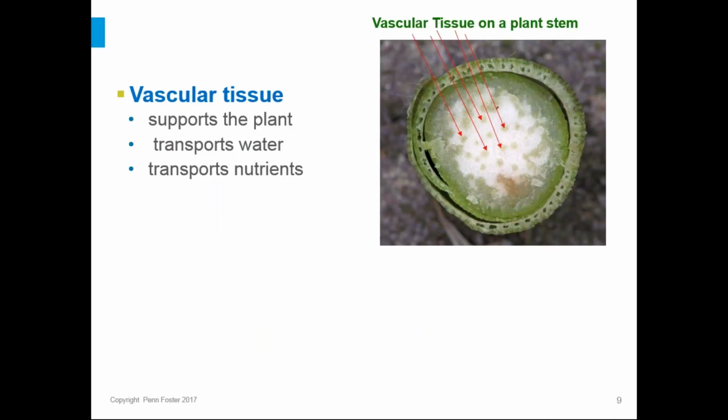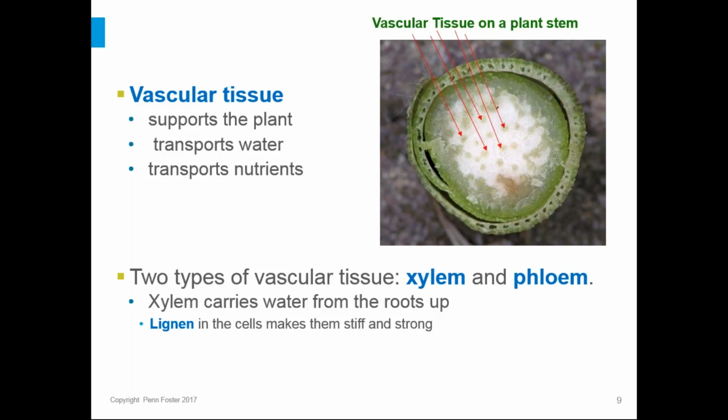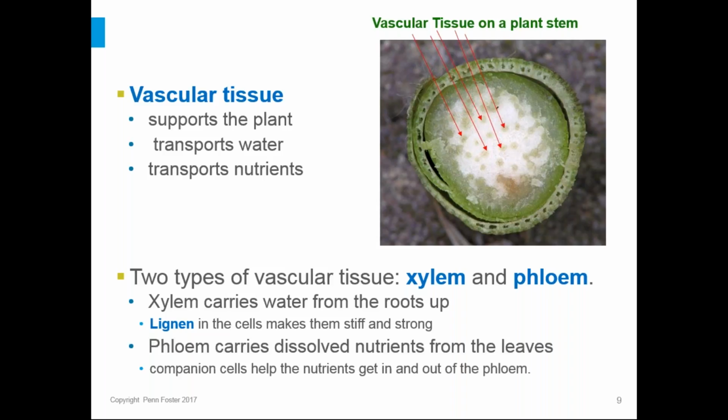And vascular tissues support the plant and transport water and nutrients throughout the plant. There's two types of vascular tissues called xylem and phloem. Xylem carries water from the roots up throughout the plant, and some xylem cells contain a compound called lignin in the cell walls, which makes them stiff and strong. Phloem carries dissolved nutrients from the leaves to the rest of the plant. And phloem also sometimes has companion cells that help the nutrients get in and out of the phloem.